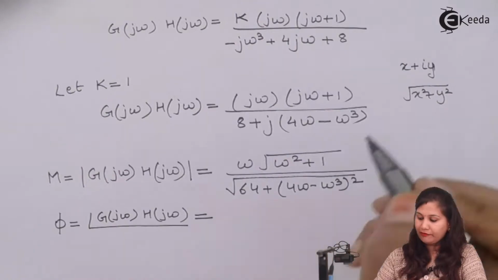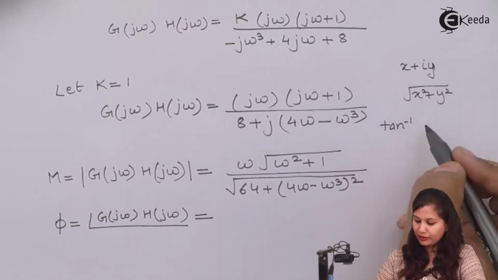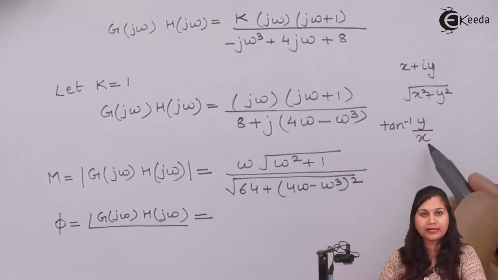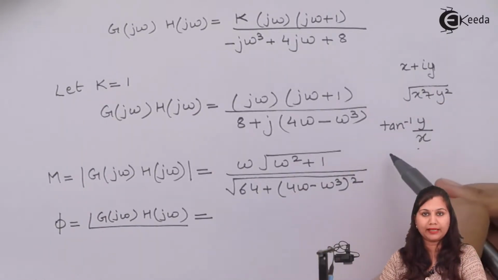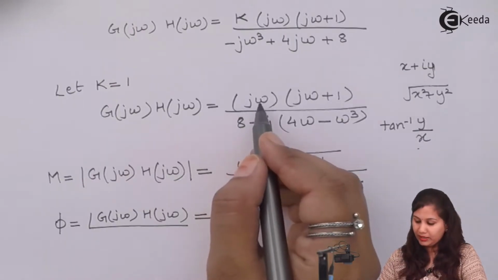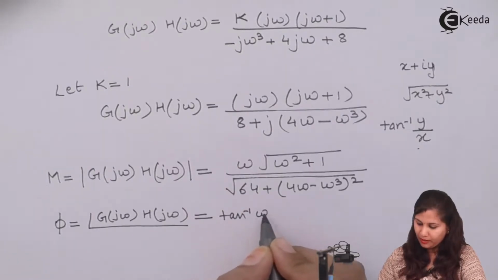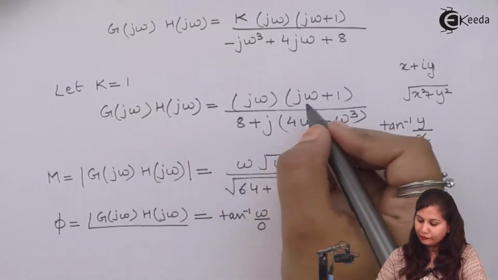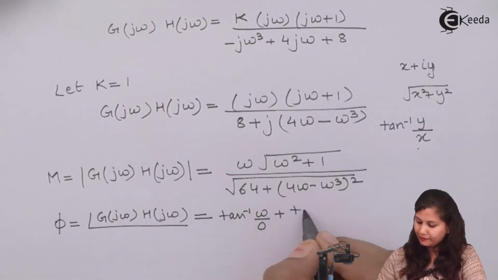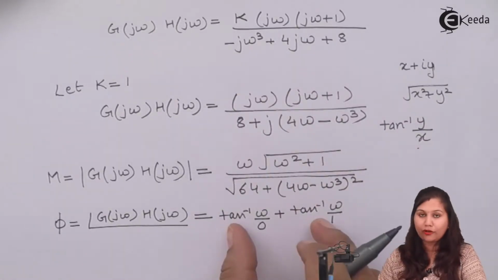Now for this, if we have a complex number, then its phase is given by tan inverse of the imaginary part upon the real part. Imaginary part is y and real part is x, so it will be tan inverse of y by x. Now here the imaginary part is omega and the real part is 0, so we will have tan inverse of omega upon 0. Then for this we have the imaginary part as omega and real part as 1, so plus tan inverse of omega upon 1. So this is the phase angle of the numerator.